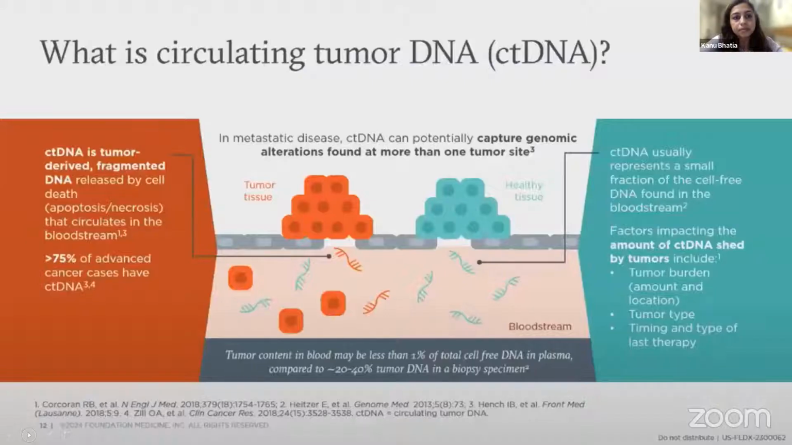So circulating tumor cells, it is said that nearly 75% of advanced cancer cases will have circulating tumor DNA, and the amount of DNA in the blood depends on the tumor burden, the tumor type, and at what point of therapy you are in, whether this is first line, second line, or third line. So ctDNA's quantity depends on that.